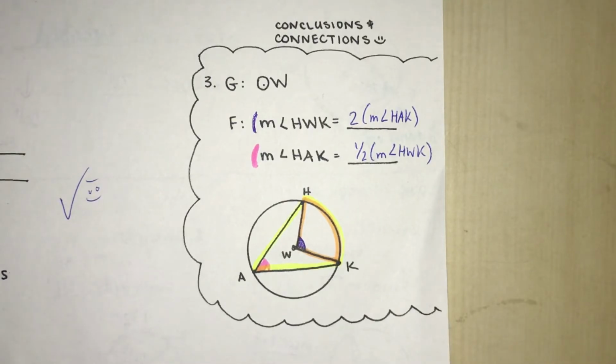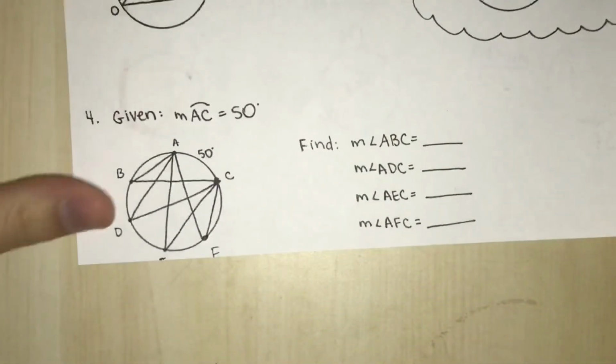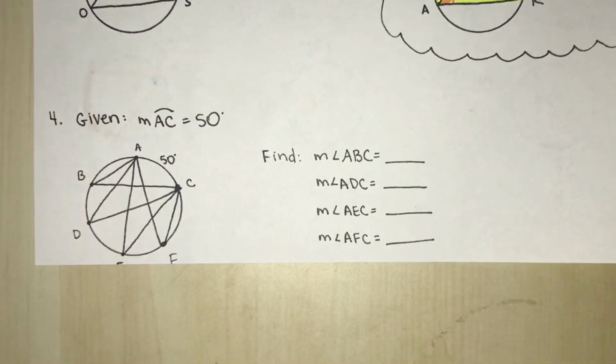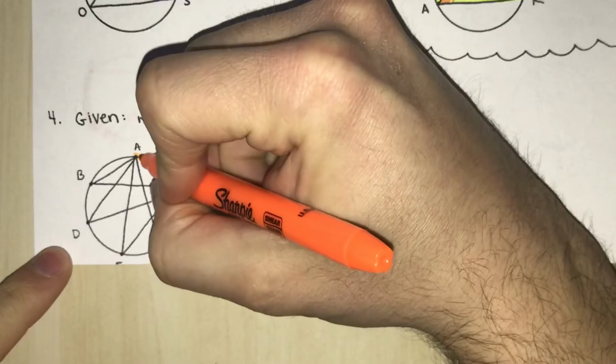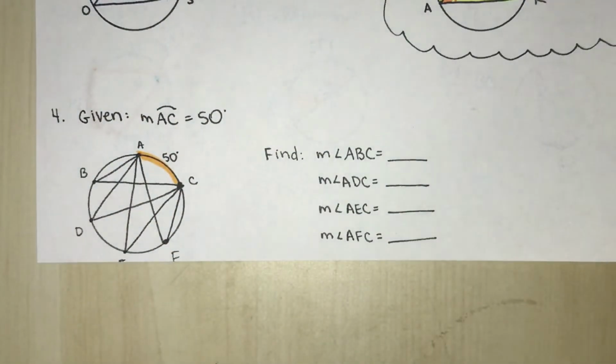Okay? So last but not least, before we get into other things, is this final example here. It looks crazy. It looks like a fancy design. Promise you it's one of the easiest problems we could do. It tells me that arc AC is 50. That's all they give me. That's it. And they want me to find angle ABC, angle ADC, AEC, AFC, all these things.